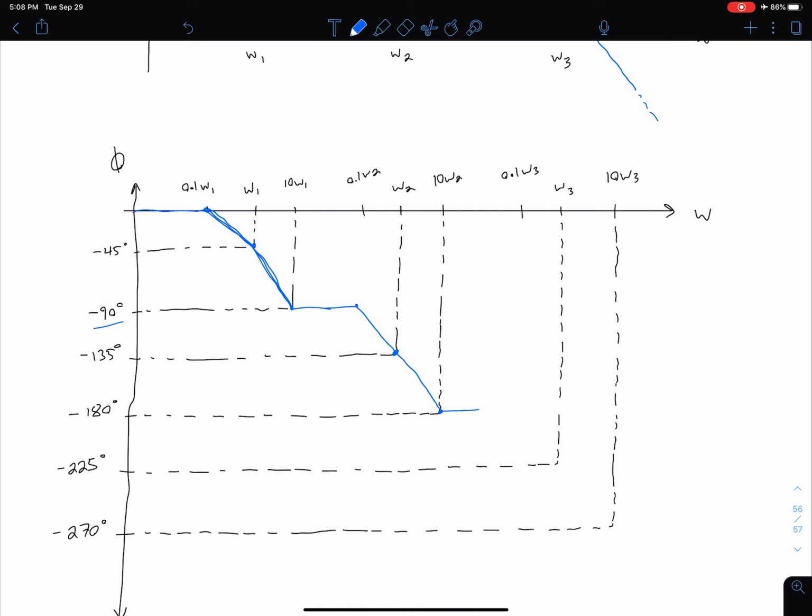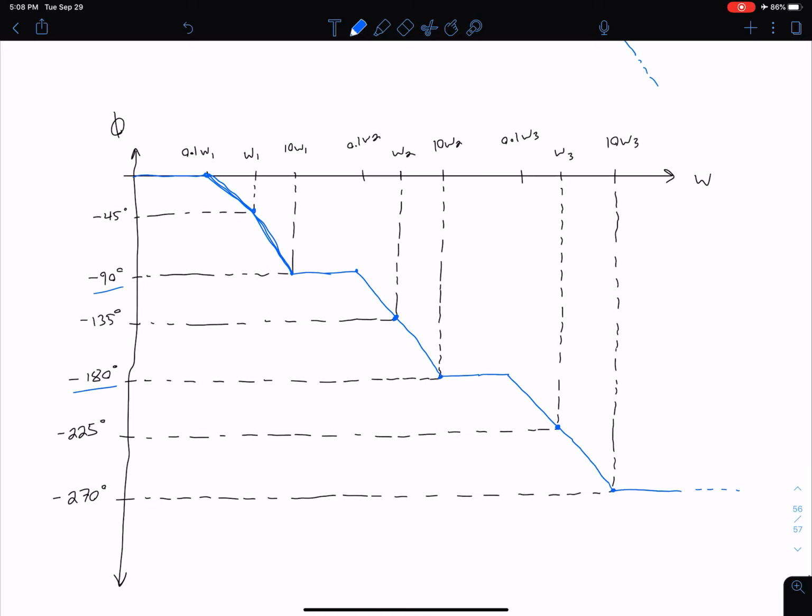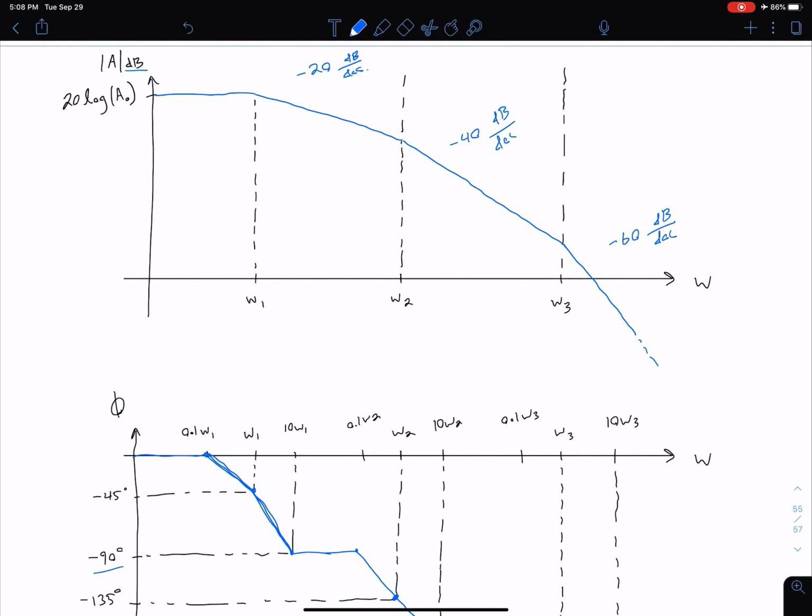Same idea with our pole 3, except now our baseline is the negative 180. So we're negative 45 degrees below that baseline at omega 3, negative 90 degrees below at our 10 times omega 3, and we are at the baseline until we get to a tenth of omega 3. And the connection between them is linear, so we get something that looks like this. So of course with this 3-pole system, we can see it's very probable that we can have this phase angle of negative 180 degrees, and we also have our magnitude decreasing.